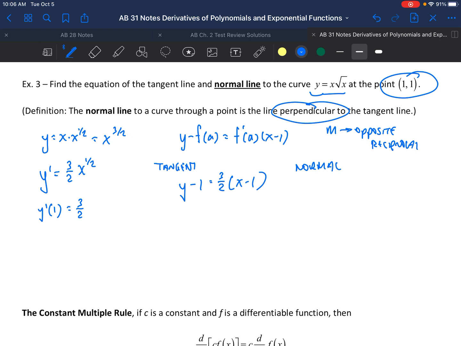So if we have a slope of 3 over 2, the perpendicular slope is going to be negative 2/3. Our normal line, y equal, nope, take that back, y subtract 1 equals negative 2/3 times (x minus 1).